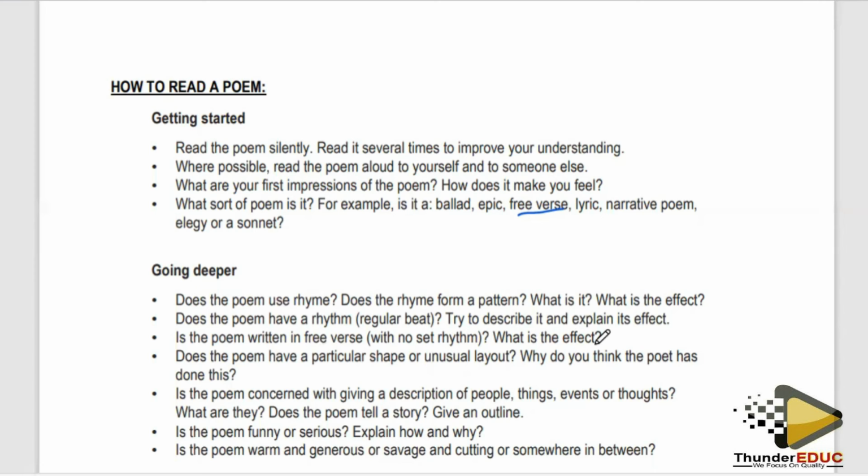Does the poem have a particular shape or an unusual layout? Why do you think the poem has done this? What is the reason for them doing that? You must be able to bring it out. Is it giving a description of people, things, events, or thoughts?